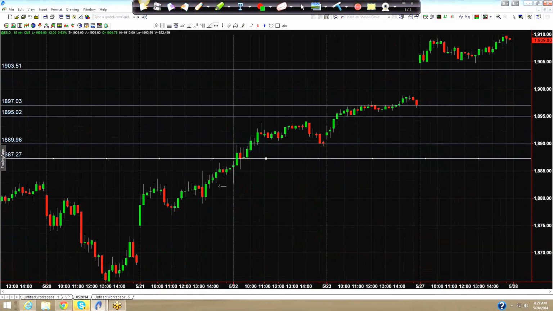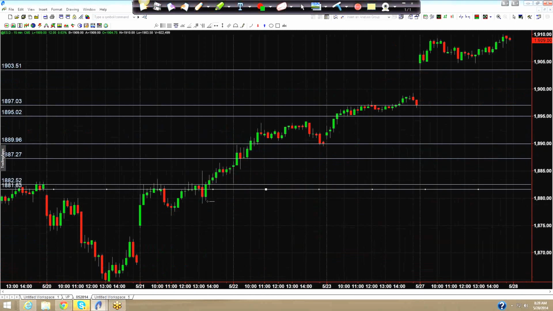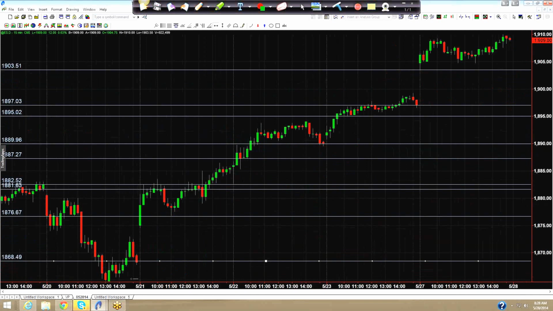Okay, and then the next area where it gets kind of hairy is below this 1882, 1881 area, right? But that's a long way away, and I seriously doubt that we get there today. Below here, and then obviously you'd want to have marked on your charts just for further periods down, everything from 1876 down to 1868.50. That's a very dangerous area to be taking contra trades in.